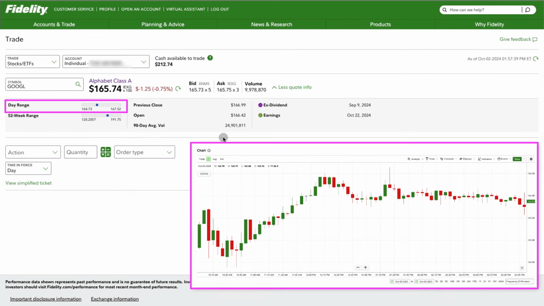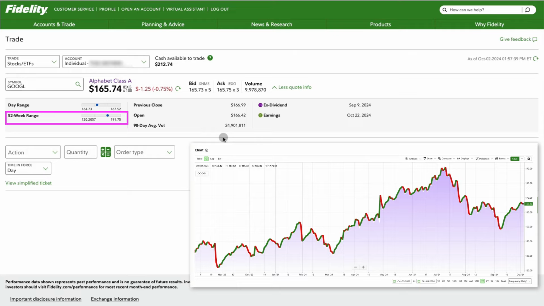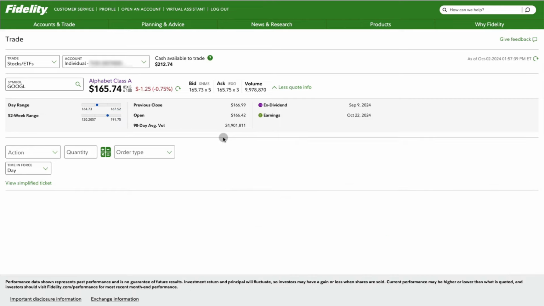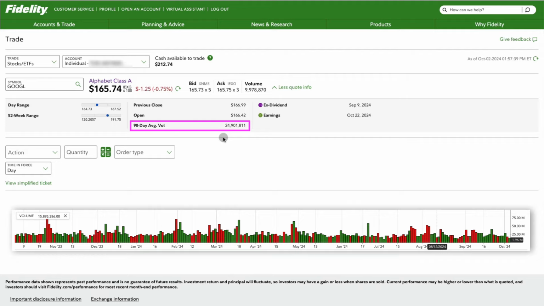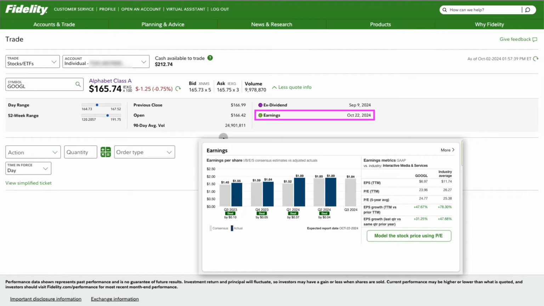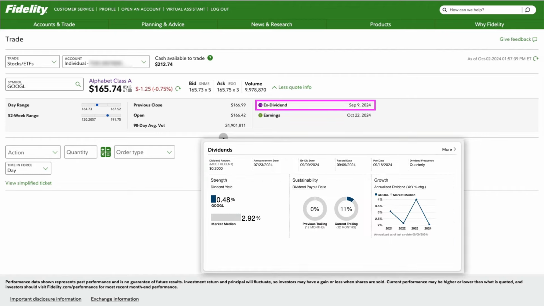I also see the price range for the day and the 52-week price range, which helps me understand if the current price is low, average, or high compared to the rest of the year. I can also see the 90-day average trading volume, the next earning release, and the ex-dividend date. The ex-dividend date is important because it's a cut-off for receiving an upcoming dividend when buying or selling the security.